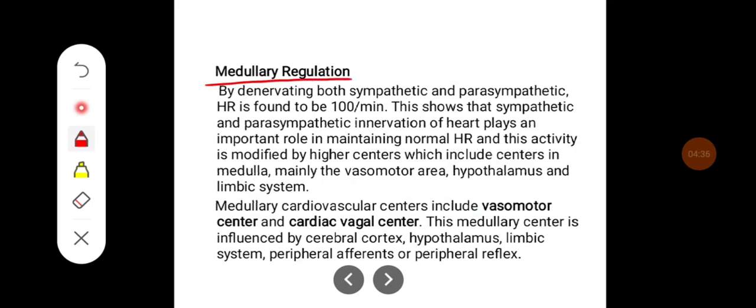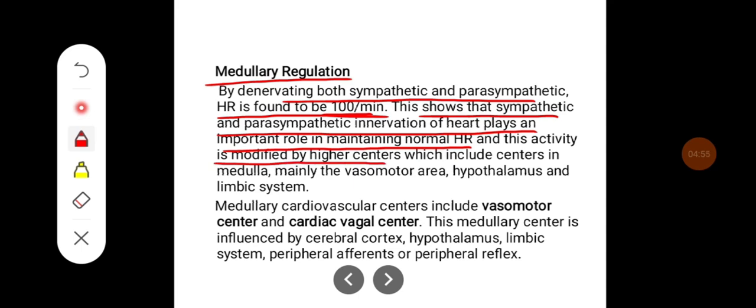Medullary regulation of heart rate. By denervating both sympathetic and parasympathetic, heart rate is found to be 100 beats per minute. This shows that sympathetic and parasympathetic innervation of heart plays important role in maintaining normal heart rate, and this activity is modified by higher centers, which includes centers in the medulla, mainly the vasomotor area, hypothalamus, and limbic system.